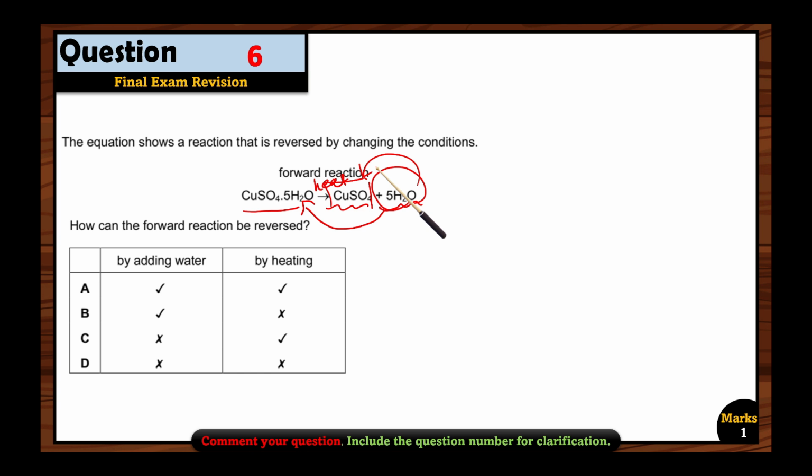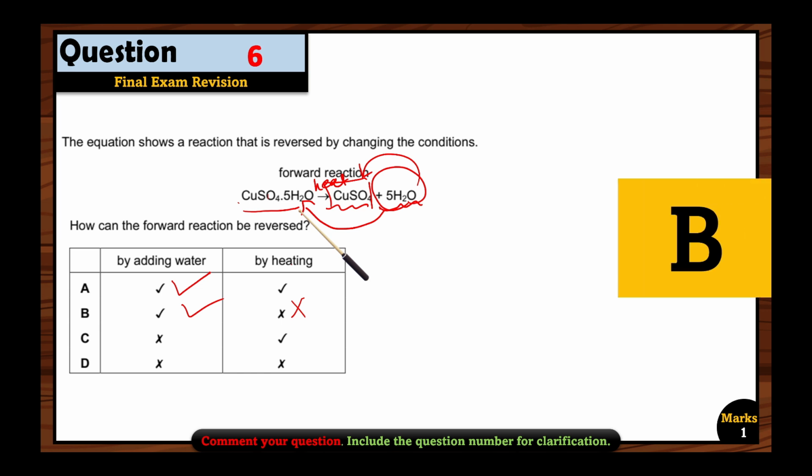The addition of water, as it's already written here, will change it back into the hydrated copper sulfate. So by adding water, yes, and by heating, of course not. We cannot heat it, because in the forward reaction we have to heat it. So just the addition of water will reverse this reaction. So option B is the right option.